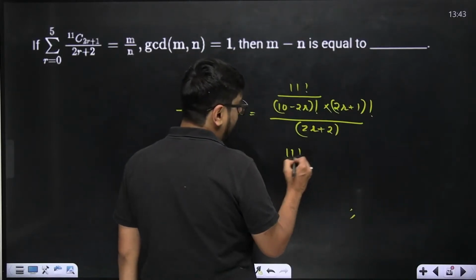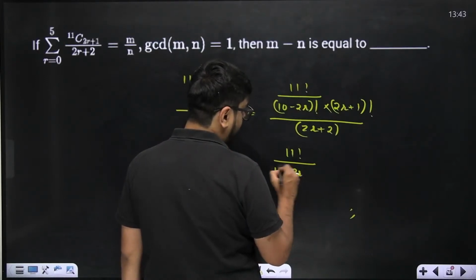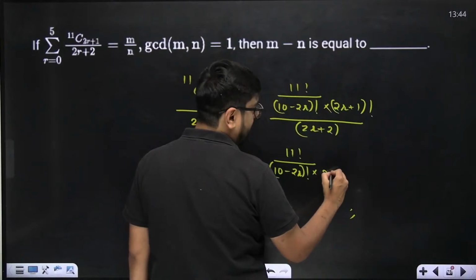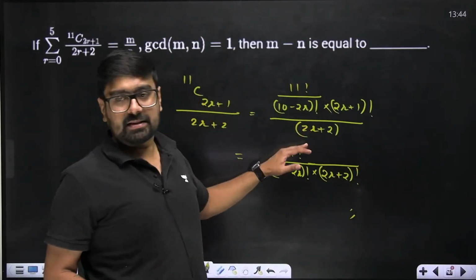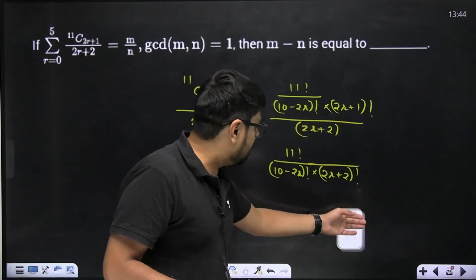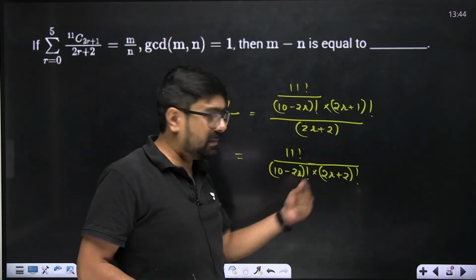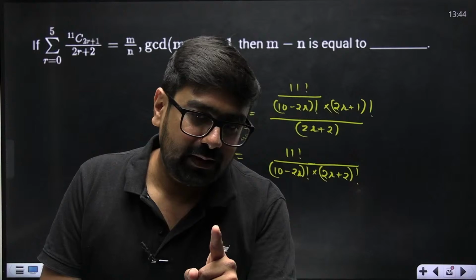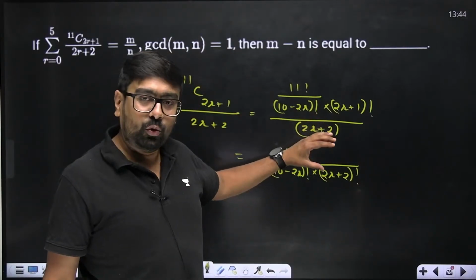So this is nothing but 11 factorial divided by (10 minus 2r) factorial, multiplied with (2r plus 2) factorial. Now, whenever this type of situation arises, listen to me. Whenever this type of situation arises, check the sum: 10 minus 2r plus 2r plus 2. What is the sum? A constant sum comes. 12 is the sum. So always try to convert into nCr again.